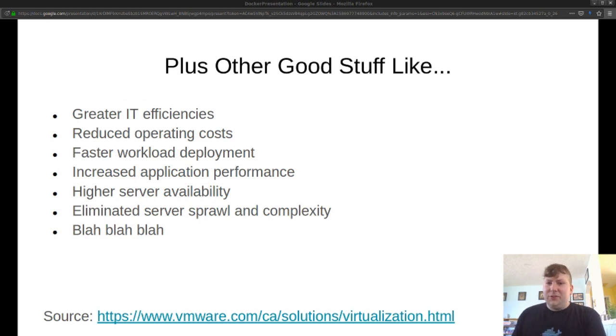Plus, there's all kinds of other good stuff like greater IT efficiencies, reduced operating costs, faster workload deployments, increased application performance, higher server availability, eliminating server sprawl and complexity, blah, blah, blah. These are all businessy buzzwords coming straight from VMware, a proper virtualization solution provider.